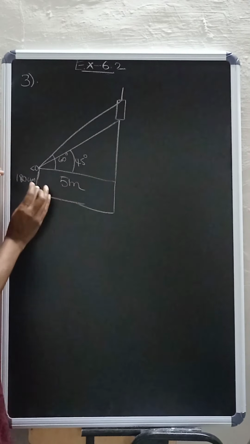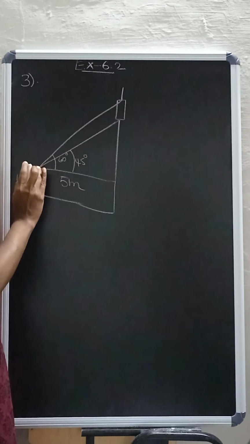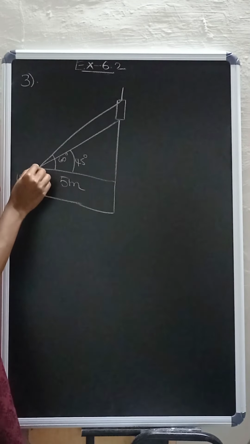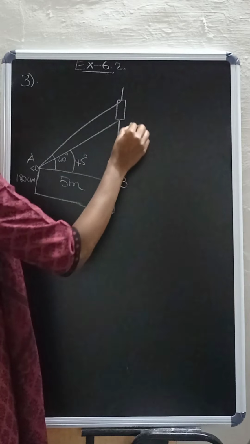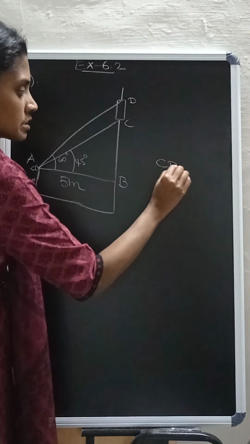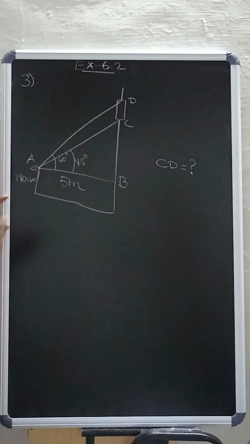So now let us not consider this. This is not required for us. Only from here we are going to take it as two triangles now. This is I. We will name this A, B, C, D. Now we need to find what? CD is equal to what? That is the height of the window.